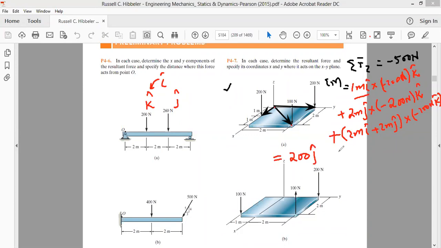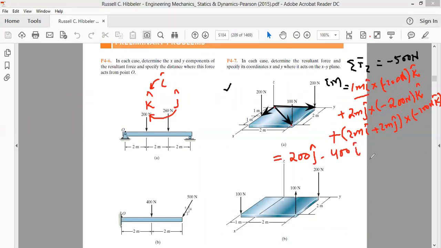Okay. The next one will be 2 meter into 200 Newton, that is 400 Newton meter, which we'll write later on. Then it is J cross K. Now, as you are going from J to K, J cross K, you are going in the cyclic way. J cross K is plus I cap. Plus and minus is minus. So minus I cap. So this is the moment.